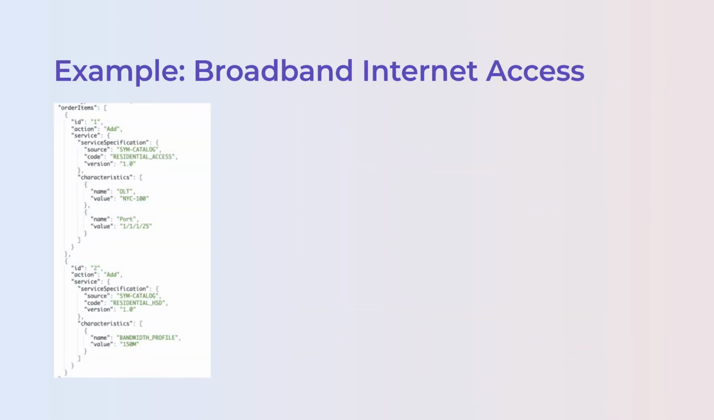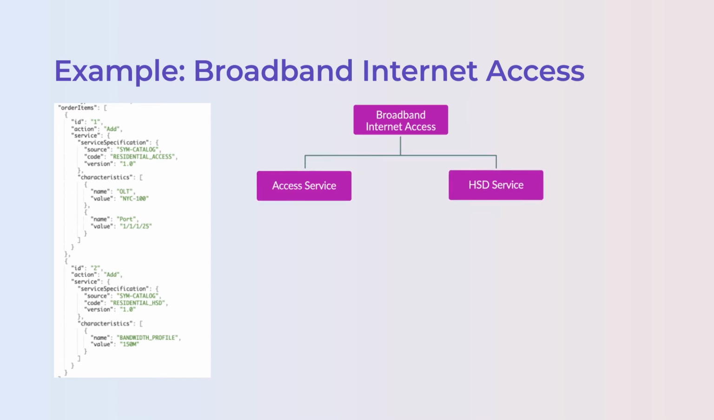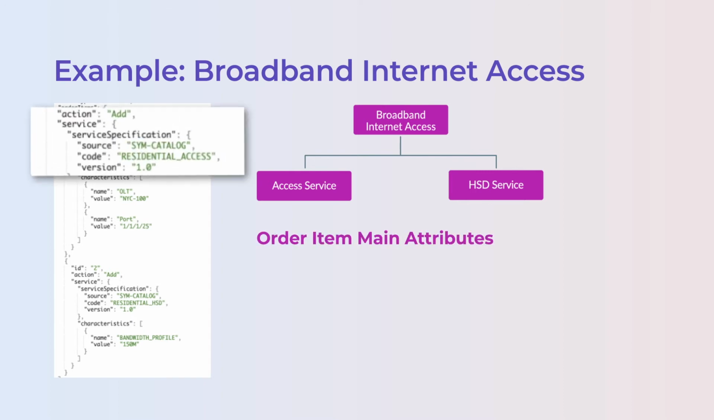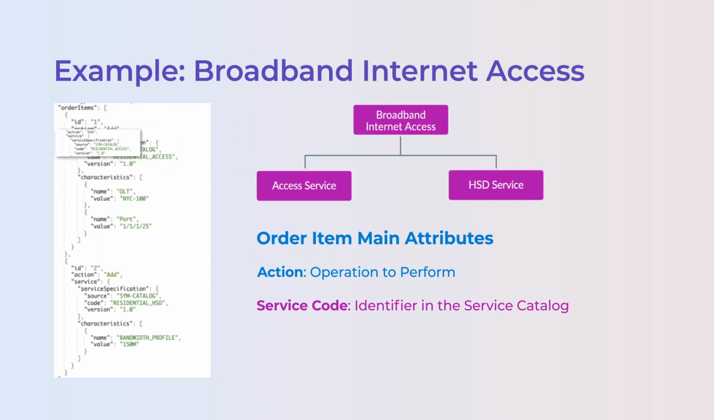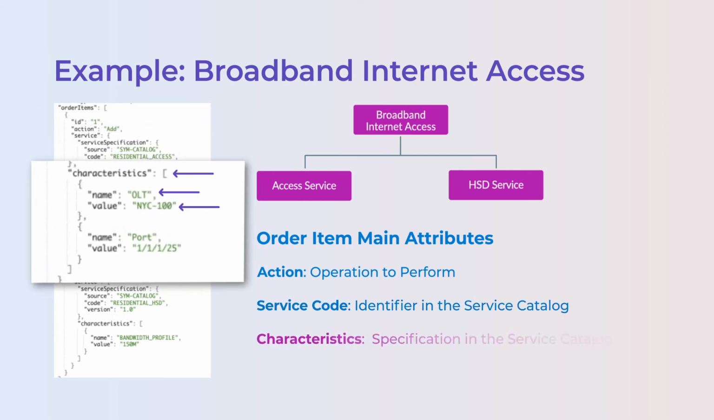In this example, two services are needed for activating broadband internet access: the access service and the high-speed data service, from now on, HSD service. Each service is included in the service order as a service order item. Each service order item includes the following information. The action is the operation to be performed on the service. For example, add, modify, delete, etc. The service code is the identifier of the service in the service catalog database. The characteristics is a list of name-value pairs to store instance-specific values of attributes.